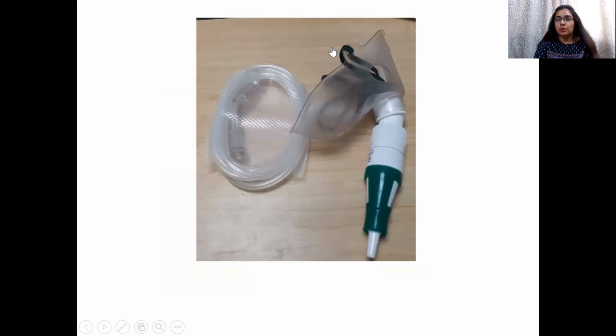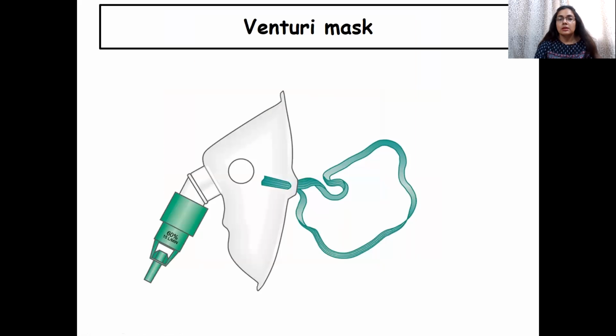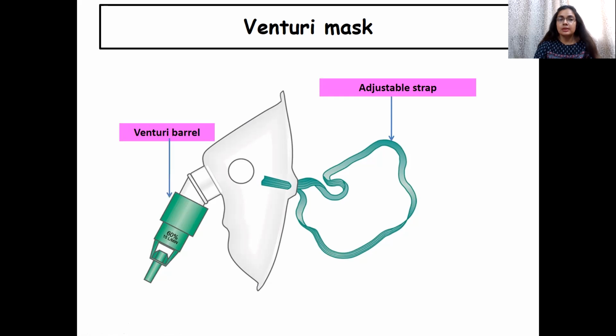Now we come on to one more device, which is the Venturi mask. A Venturi mask has a Venturi valve fitted in front of it. There are adjustable straps just like a simple face mask, and a Venturi valve and a jet port which provides 100% oxygen. Now usually these devices have the values of the flow rates as well as the percentage of oxygen that it will deliver at that particular flow rate mentioned over it.